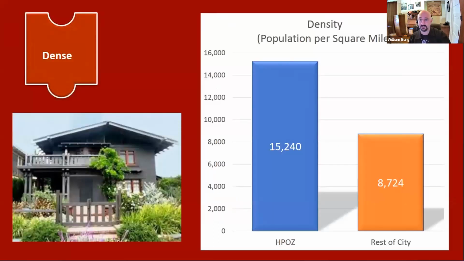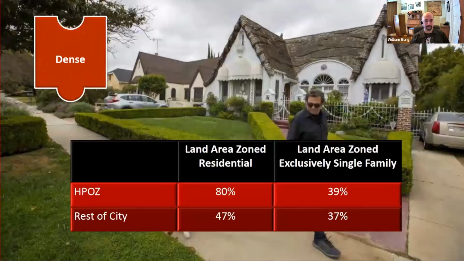They're also more dense. As we talked about, these older streetcar neighborhoods included that missing middle housing in addition to single family homes, whereas newer properties and places that aren't necessarily considered historic districts tended to be more strictly single family. So the population density is higher in historic districts than outside of them. And the zoning of the property reflects that. HPOZs are more likely to be zoned for multifamily than the rest of the city.